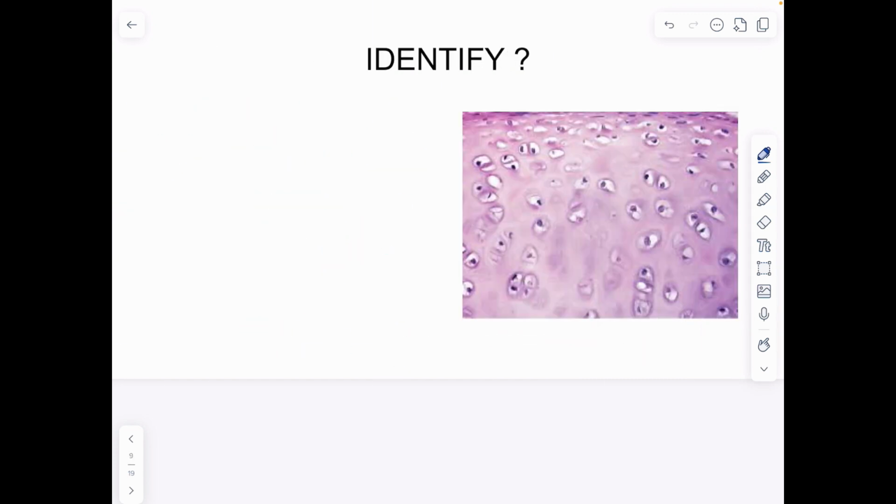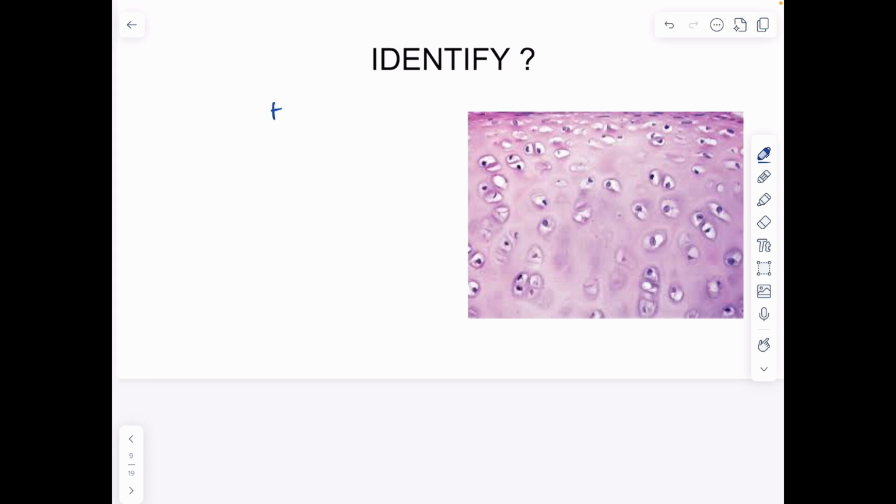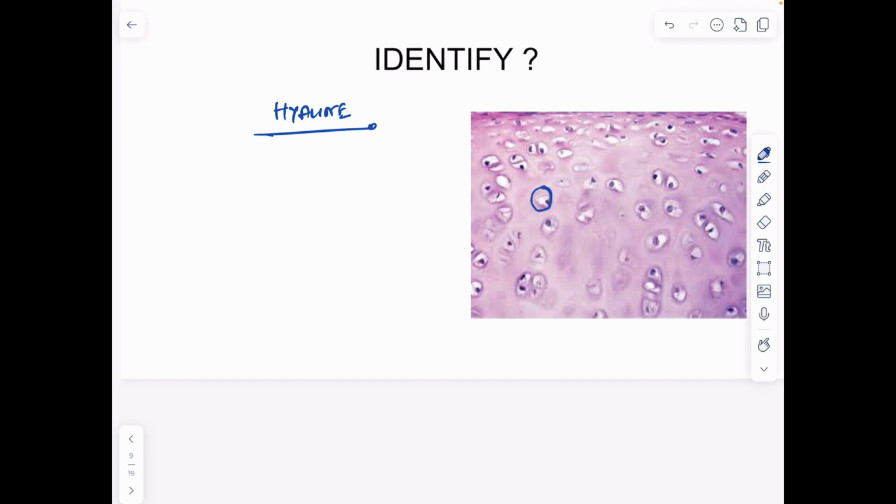Now, these are slides which are very frequently kept in your examination: how to identify hyaline cartilage. All of you know that this is the slide of hyaline cartilage, and how do you identify it? The chondrocytes are present in the lacunae. That means these are round cells located inside clear spaces. So these are the chondrocytes.